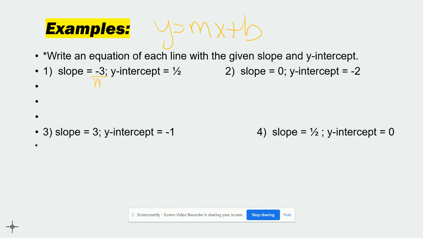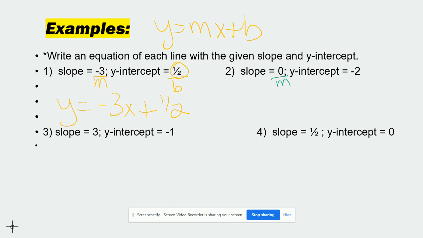Slope is -3, that's our m. Y-intercept is 1/2, that's our b. So y is equal to -3x plus, and we're saying plus because the 1/2 there is positive, 1/2. And that is our slope-intercept form.